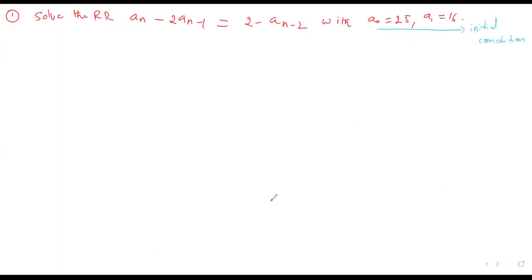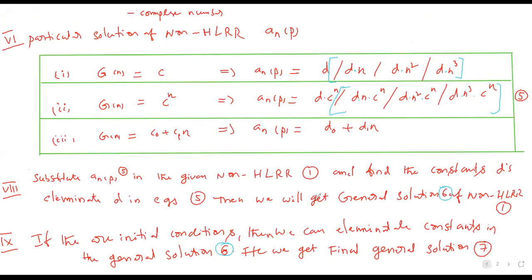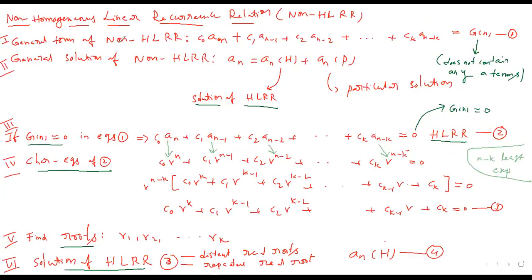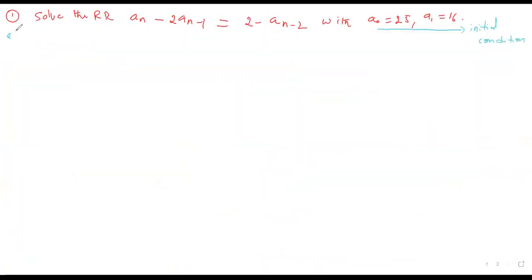Okay, come to the point. I will explain only the procedure. What is the first one? The general form of the non-homogeneous linear recurrence relation. General form of the non-homogeneous recurrence relation means we have to write all the a terms on the left side and keep only the n terms and constants on the right side. It does not contain any a terms on the right side.